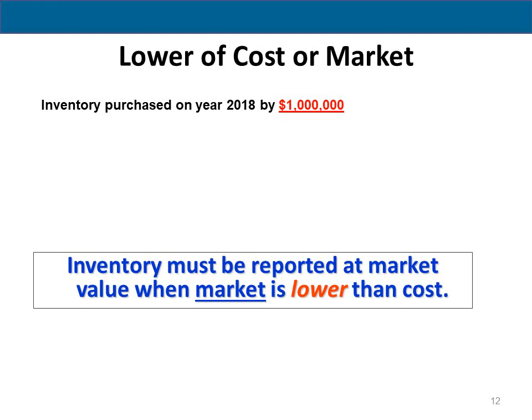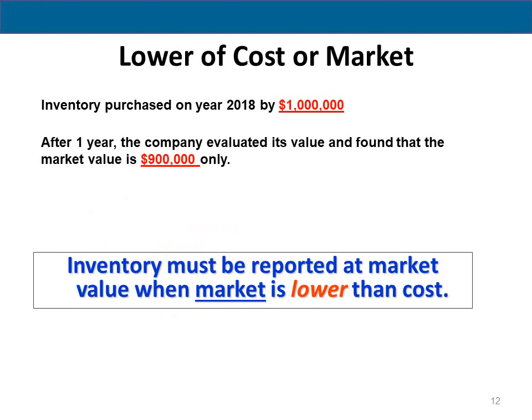So according to the lower of cost or market value, the company should evaluate the value of the inventory each year. So assume that in the following year, the company evaluated the value of its inventory and found that the real market value of that inventory after 1 year is only $900,000. So that inventory was purchased 1 year ago for 1 million, and so it was recorded at 1 million. After 1 year, the company re-evaluated the inventory and found out that its real value is only 900,000.